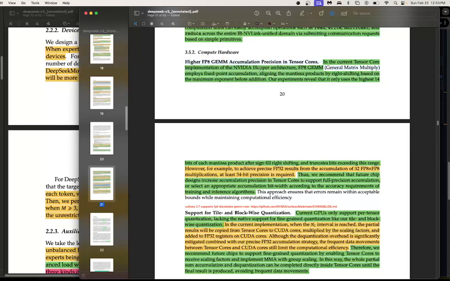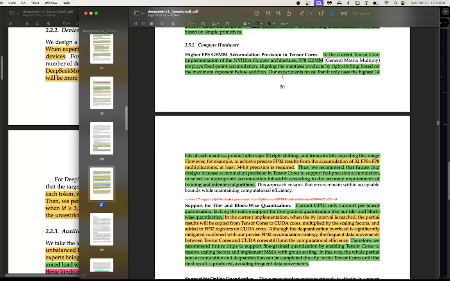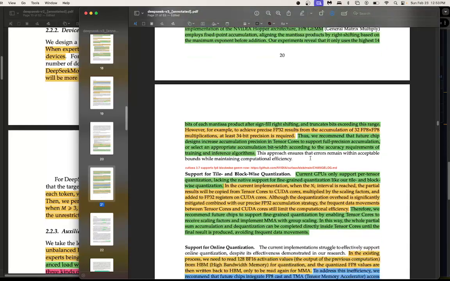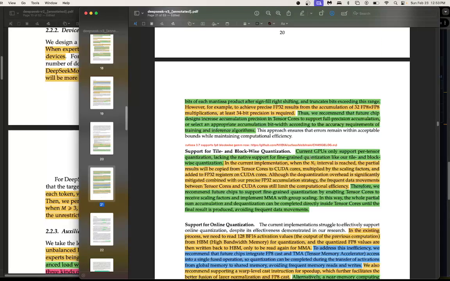The big one, here we go: higher FP8 GEMM accumulation precision in tensor cores. They just talked about what I mentioned, how they found it's only keeping the highest 14 bits of mantissa, and it truncates any bits exceeding this range during accumulation, and this has negative effects. So they would like higher precision accumulation supported during FP8 GEMMs in tensor cores.